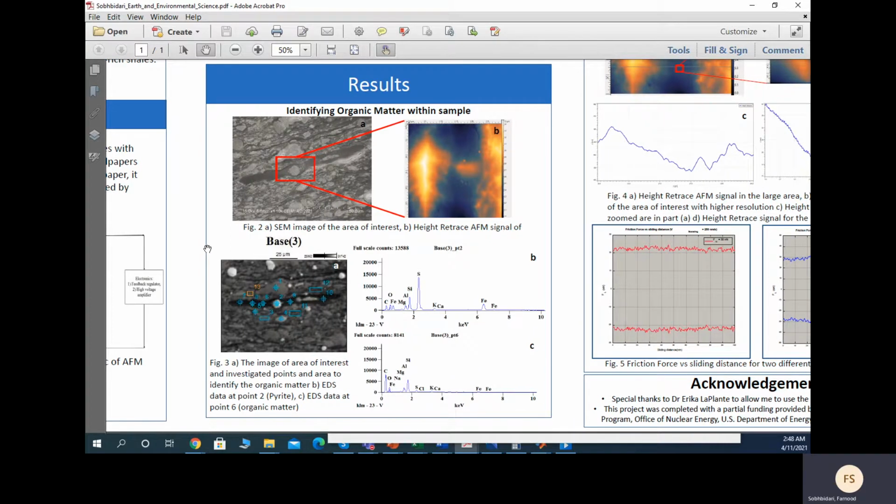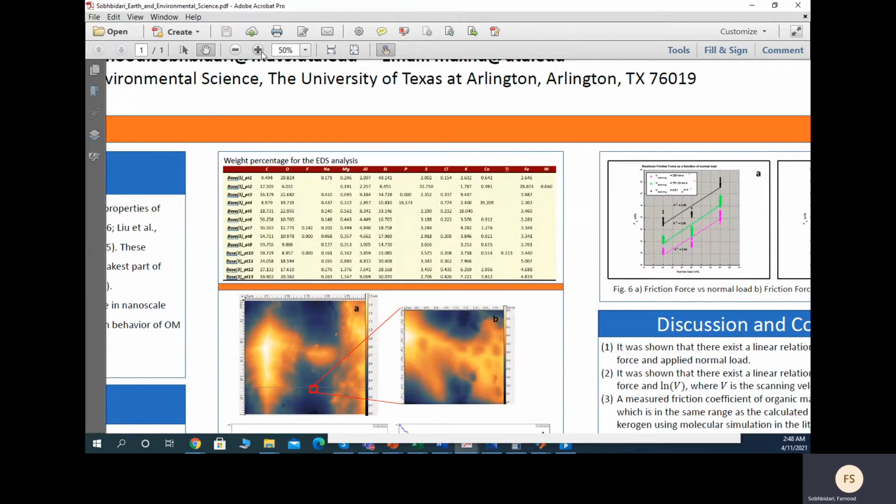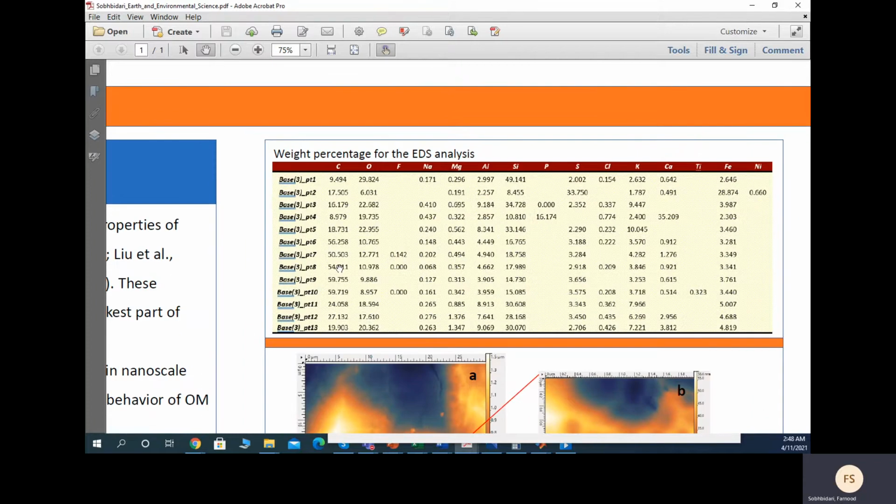And also the EDS data of the same area is shown here, and the analysis for different areas is shown in this table. Points 6, 7, 8, 9, 10 are dominantly organic matter. As we can see, their weight percentage of carbon is almost 60%.